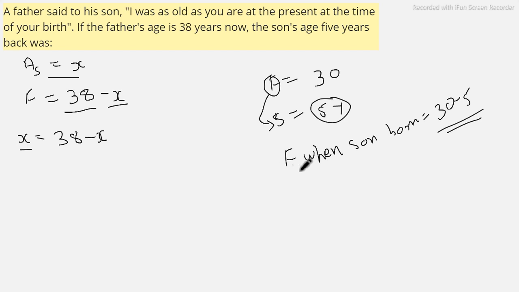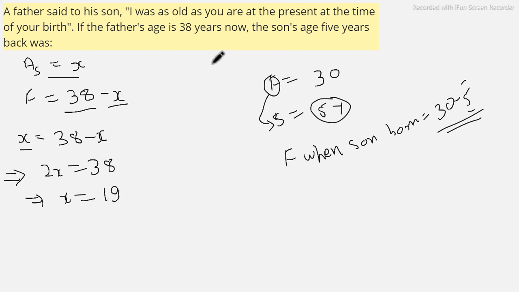Because here, to find out the age of father when son was born, we subtracted the age of his son. So similarly, we subtracted the age of his son from his present age. So now this has become a simple equation. So it will be 2x equal to 38. So here we get x is equal to 19.